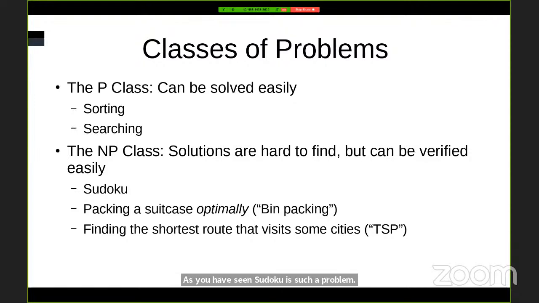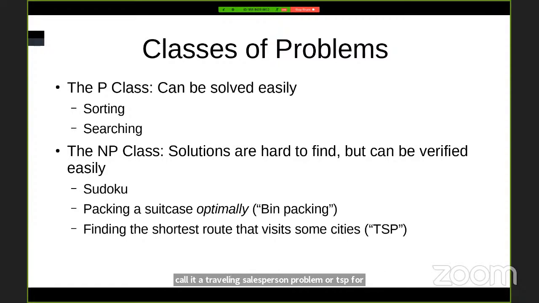Packing a suitcase, or packing your luggage using the fewest number of suitcases, is also a hard problem, in case you wanted to know. If you want to find the shortest route that visits a set of cities, that's also a very hard problem in the computer science sense. We call it the traveling salesperson problem, or TSP for short.